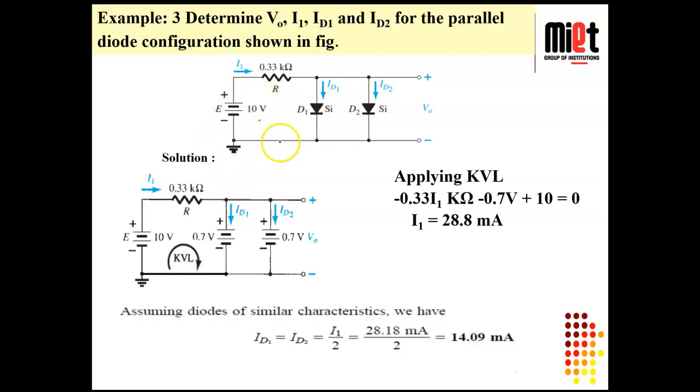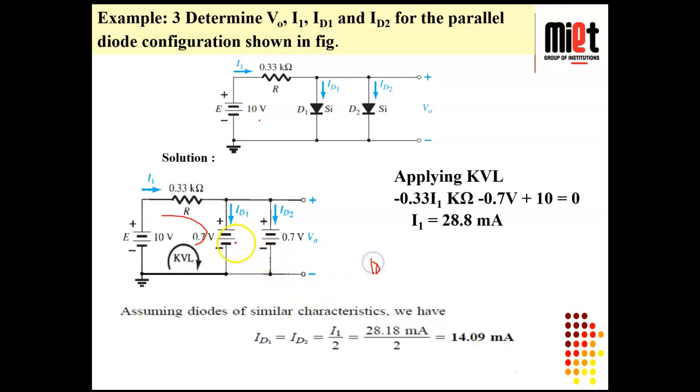If we redraw the circuit according to the knee voltage of the diodes, the circuit will be like this. This is the battery connected like this, and a resistance of 0.33 kilo ohm. Now the diodes are connected here: the first diode 0.7 volt, and the second one also 0.7 volt. First we apply KVL in this first loop. This is the first mesh, and in this mesh we have to apply KVL. Let's see the value: minus E means plus E, plus 10.